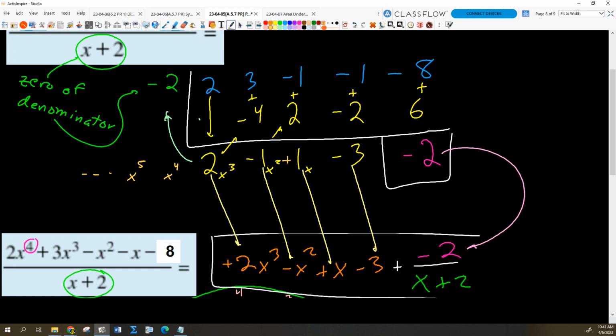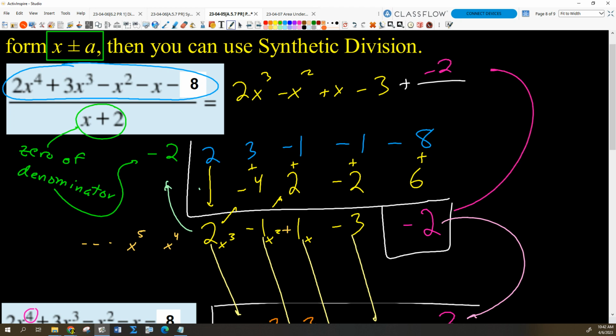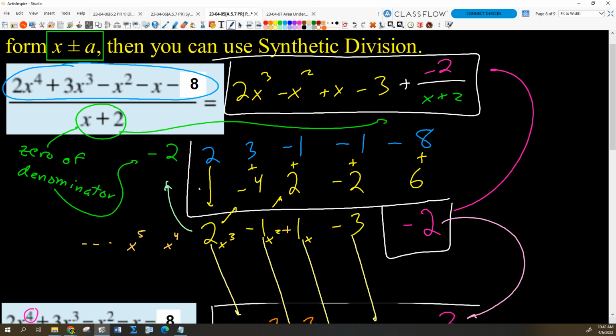So we can see those are the coefficients. All I would have to do then is write this down as, okay, I know I'm getting 2x cubed minus x squared plus x minus 3 plus -2 over my original denominator. And we got it. How about that? Way easier, right? Way easier.